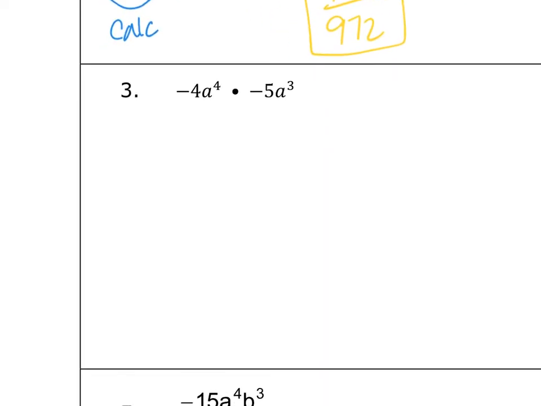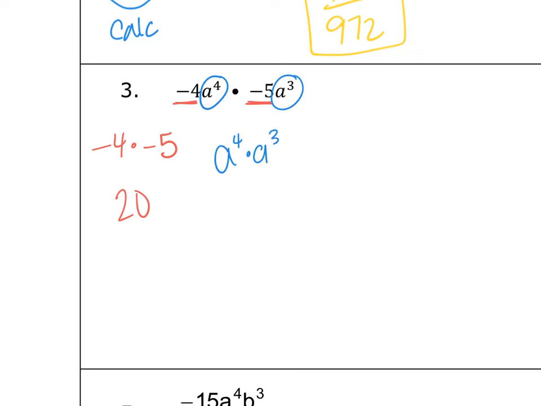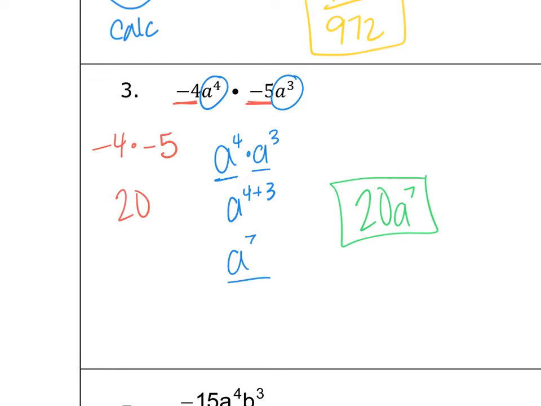Problem 3, I have -4 times a to the 4th times -5a to the 3rd. So I'm going to do it number by number. I have -4 times -5. -4 times -5 is a positive 20. And then with my letters, I have a to the 4 times a cubed. Remember, anytime we see a multiplication but our letters are split up, we actually add. So 4 plus 3 is 7, and that's positive, so I will keep it on the top. So my answer will be 20a to the 7 with no other changes.